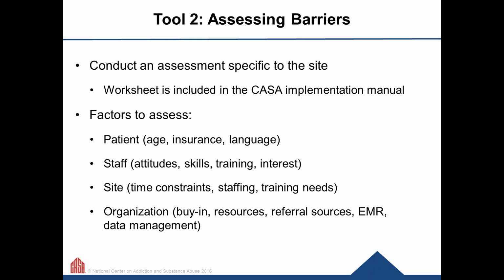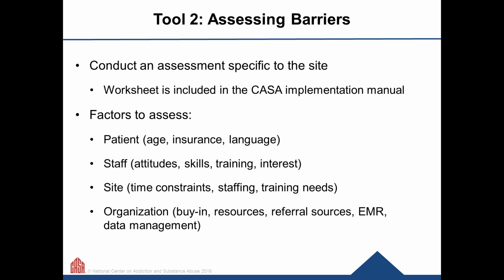But some of the factors to think about assessing are patient level factors. So if you need to adapt for age, language or cultural issues, insurance status. So really understanding what the patient populations are, so that you can adjust implementation and make sure you're adapting if you need to. At the staff level, you want to understand what the attitude, skills, training, interest level is. At the site level, understanding what time constraints staff might have, what the staffing levels are and makeup of the staff is, and what kind of training needs that people are going to have depending on how and who is implementing SBIRT.